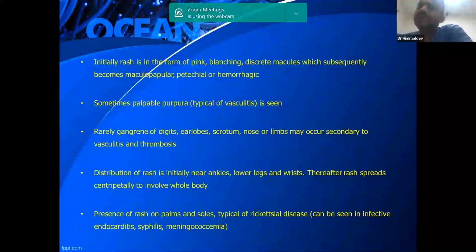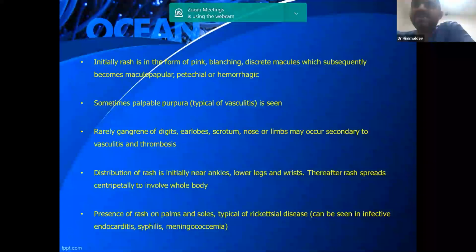The presence of rash on the palms and soles is typical of rickettsial disease. You can see rashes on palms and soles. Other than rickettsial, you can also see this in infective endocarditis, syphilis, and meningococcemia. So rash distribution is also very important. But if rashes are not there, it doesn't mean that he doesn't have rickettsia. Remember this. This is one of the important take-home points.